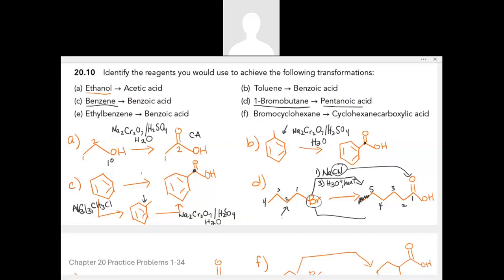Or we could take this path below here and we could create a Grignard reagent. We could add magnesium, carbon dioxide, and then we can add aqueous acid in this last step here. And that could generate our same product here, our carboxylic acid, our pentanoic acid. All right, so we have two last reactions here. I'm going to slide down. So we're going to see ethylbenzene converted to benzoic acid, and then bromocyclohexane transformed to cyclohexane carboxylic acid.